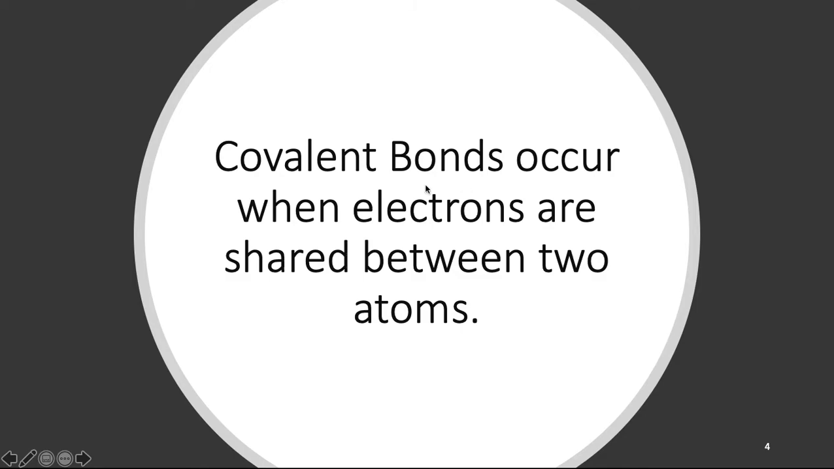Covalent bonds, on the other hand, occur when electrons are not given or taken completely, but are shared between two atoms. The electrons are shared between two atoms, and they can be shared equally or not equally. We'll talk about that in a little bit. But a covalent bond is different from an ionic bond because the electrons are shared and not totally given off or totally taken to form a complete positive ion and a negative ion.